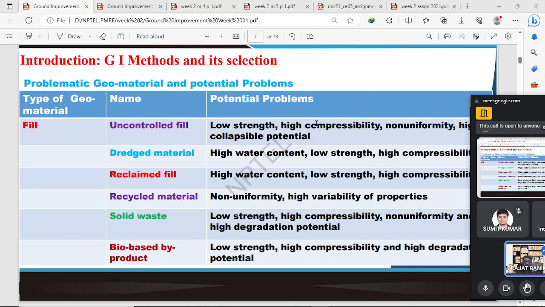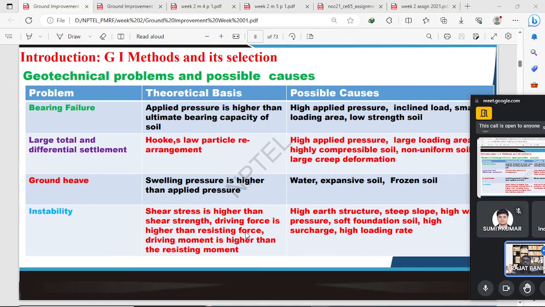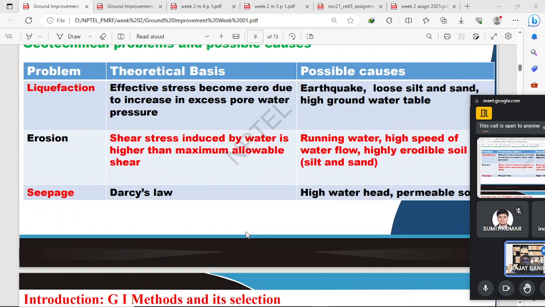There are also different types of potential problems, like high compressibility, low strength, and high permeability. We also studied the different types of geotechnical problems and their possible causes, like bearing capacity failure, total and differential settlement, ground heave, and instability, and the fundamental theories based on which these failures occur. Then there are also other problems like liquefaction, erosion, and seepage.